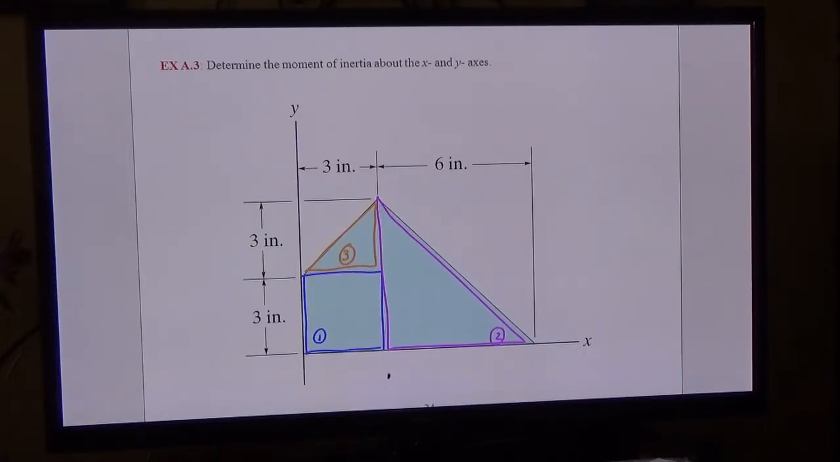Once I have my areas set up, I'm going to go into an in-depth analysis for each of the areas. I don't have to do this every time I'm calculating moment of inertia for a composite area, but at least at first, when I'm new to these problems, I think it's a good idea to really look in depth at each of the parts. So we'll go part by part. First of all, we have part 1.